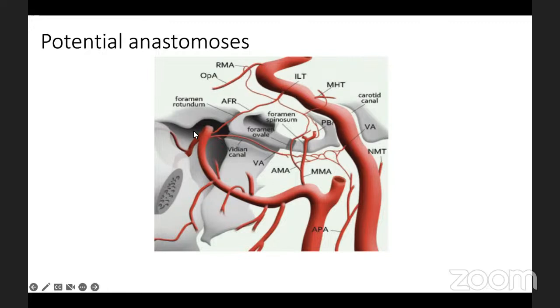So all these are connected with each other, and if there is an embolization or particle embolism at one place, it can have severe disastrous consequences, as the embolus can go to any of these areas. So this is also called the dangerous anastomosis area.